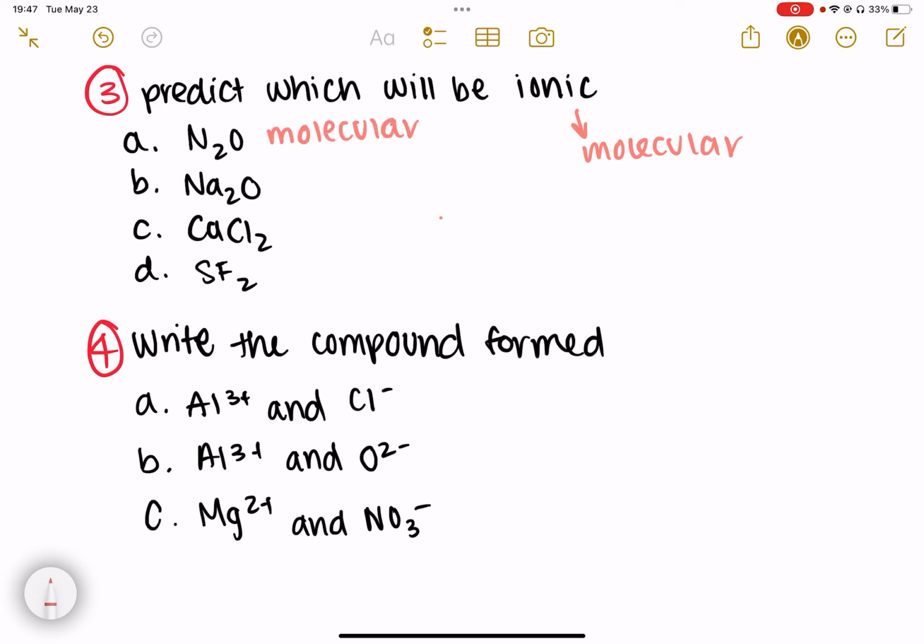Okay, looking at the next one, I have Na2O, and I know Na is a metal. It's in the 1A column. And I also have O, which is a nonmetal. So this would be ionic. Okay, pause the video here and try the next two. Okay, moving on to the next two, I have CaCl2, which is a metal and a nonmetal, so it'll be ionic. I also have SF2, which is molecular because those are both nonmetals.